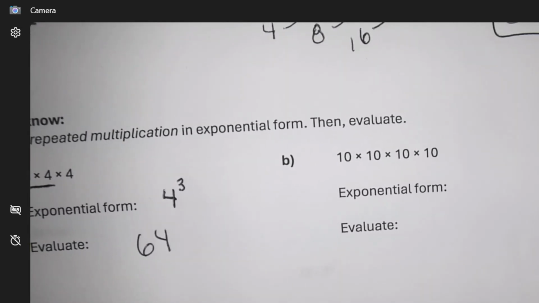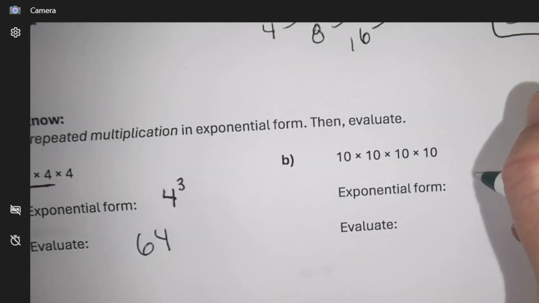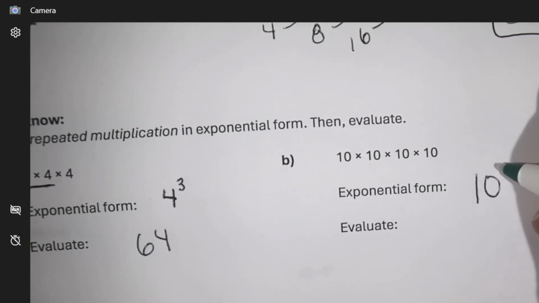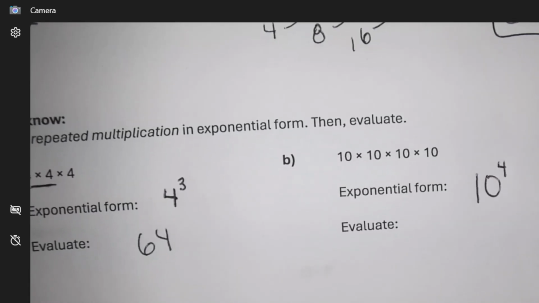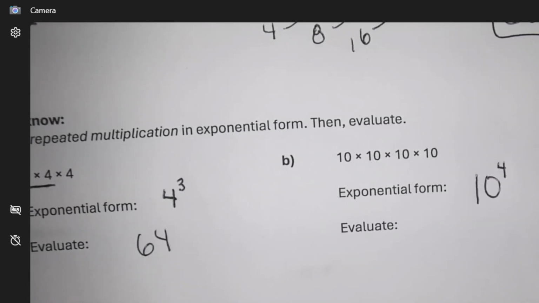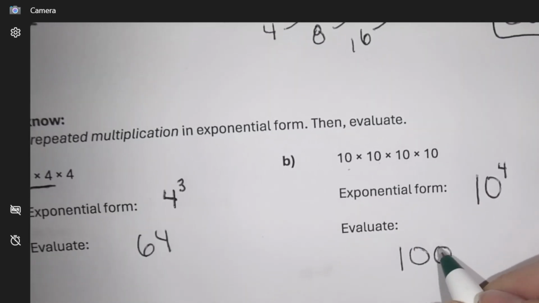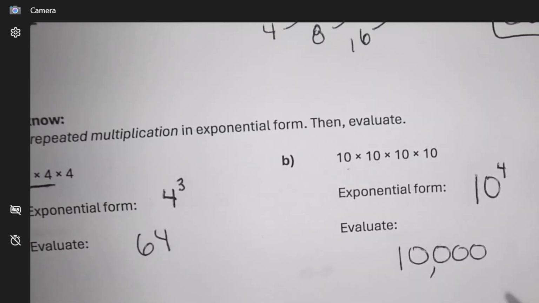Okay, B, you should have written base 10. That's what's repeated, and 4 on the exponent. Okay, when you times by 10, that's just how many zeros you're adding to your place values. So how many zeros should I have at the end of this one? 1, 2, 3, 4 zeros. So that would be a 10,000.